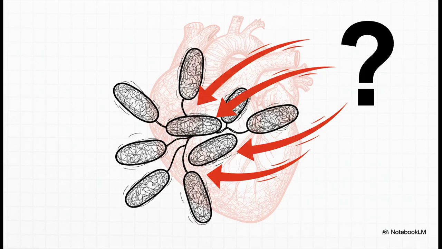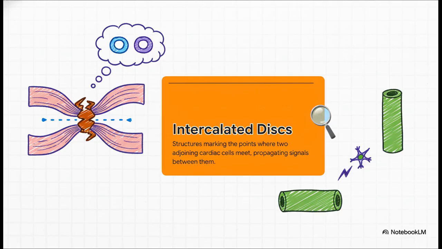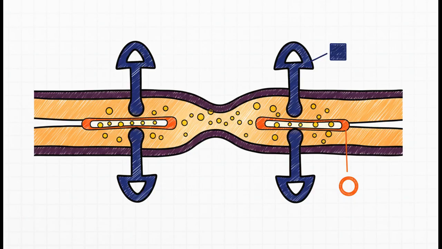So how in the world does biology solve this massive engineering challenge? And here it is, the brilliant solution. Specialized hardware that physically and electrically locks the cells together. These things, called intercalated discs, are like the seams that literally stitch the entire heart muscle into one single, functional piece of fabric. Now, if we zoom in on these discs, we find two critical pieces of hardware.